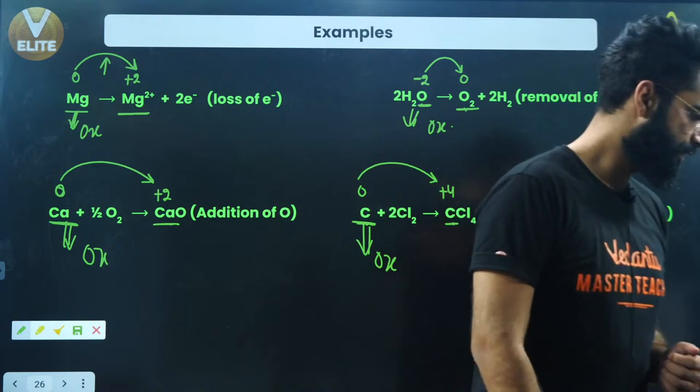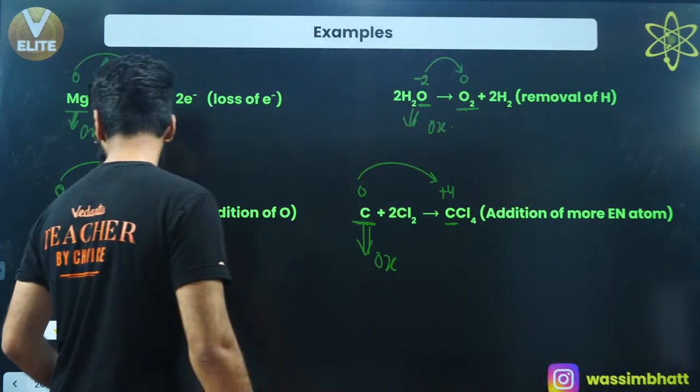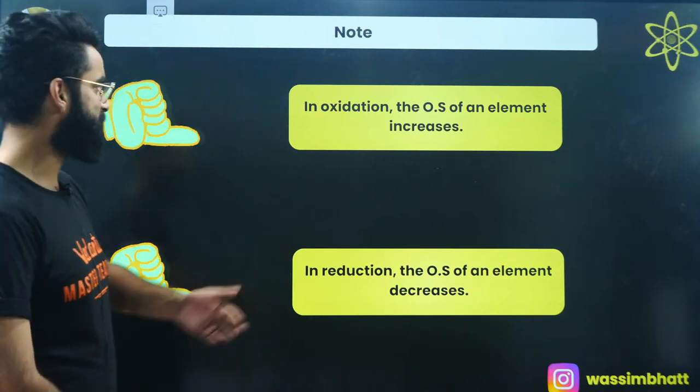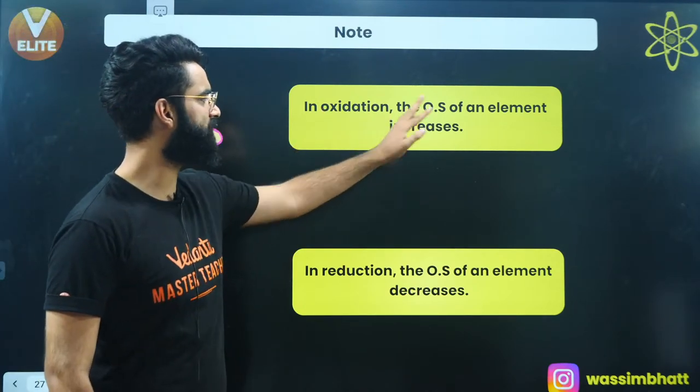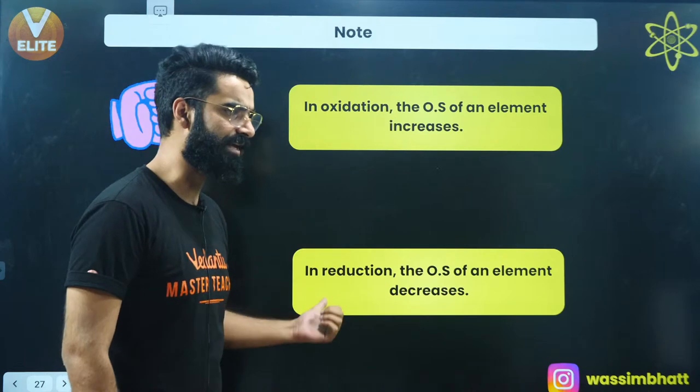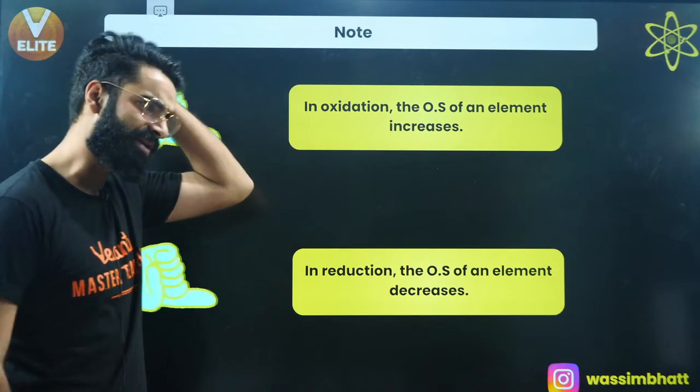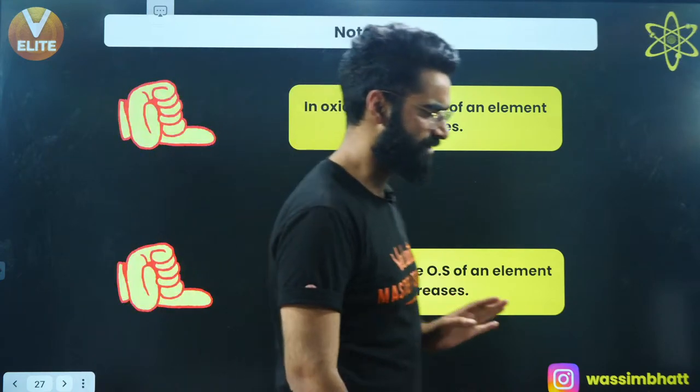Yeah? So, in short, what I want you guys to remember: increase in the oxidation state of an element. As you can see over here, in oxidation, the oxidation state of an element increases. And similarly, in reduction, the oxidation state of an element decreases. That's something which I want you guys to remember. That's all. Okay?